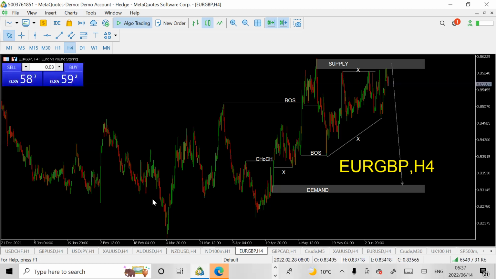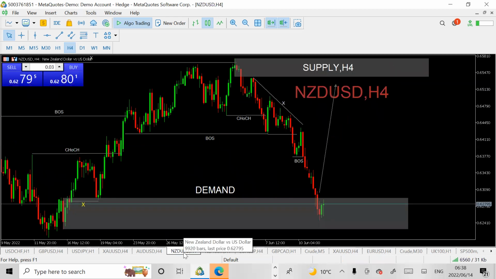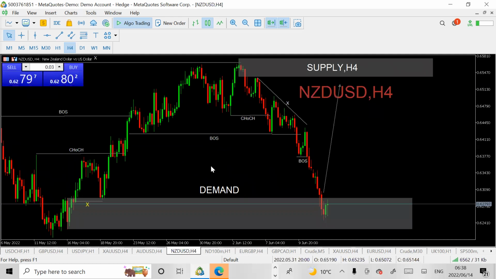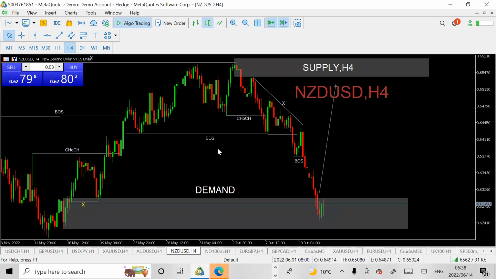I don't know which pair we can take a look at. Now we can choose any. Afterwards we can continue to track the other pairs we've been looking at a couple of days ago. Let's go NZDUSD. I had a setup on NZDUSD that I made yesterday. You see, this is the setup I made yesterday.